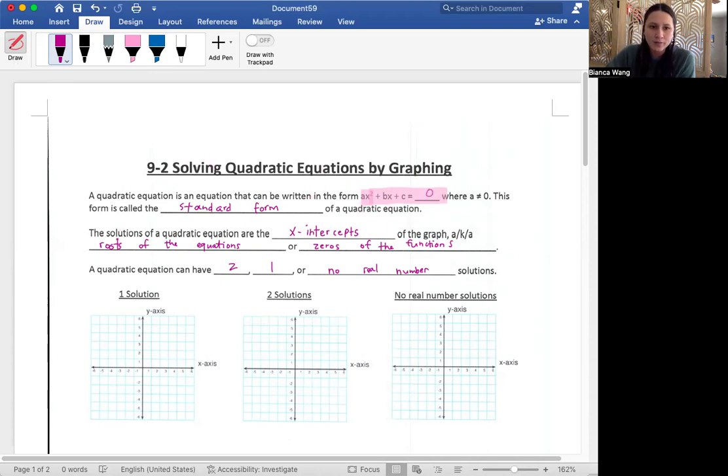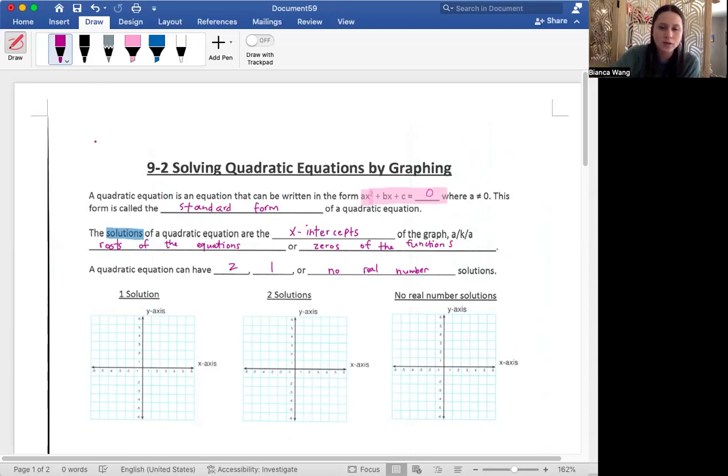When we graph these, there are three types of graphs that we'll see. The solutions of a quadratic equation are the x-intercepts of the graph, aka the roots of the equation. So the solution of the equation is where it crosses over the x-intercepts, and it's called the roots of the equation or the zeros of the function.